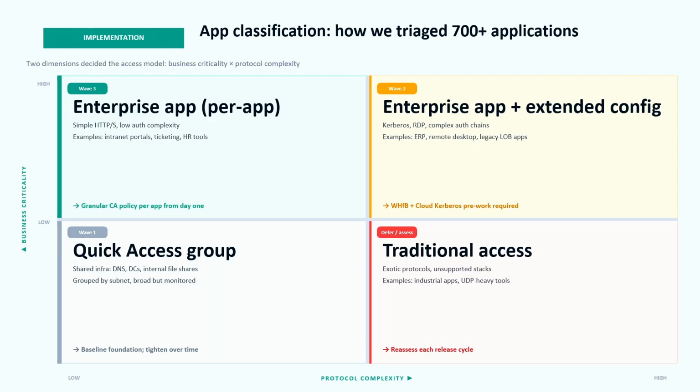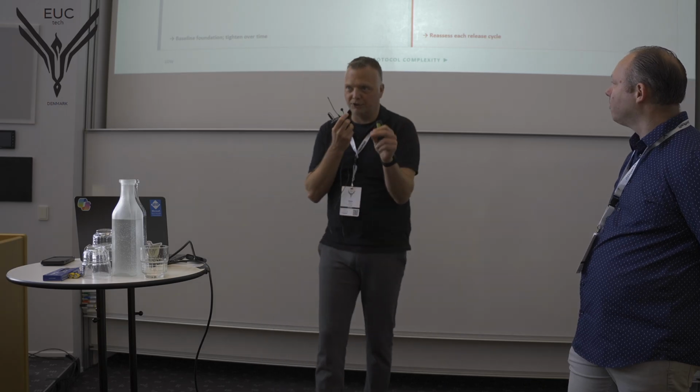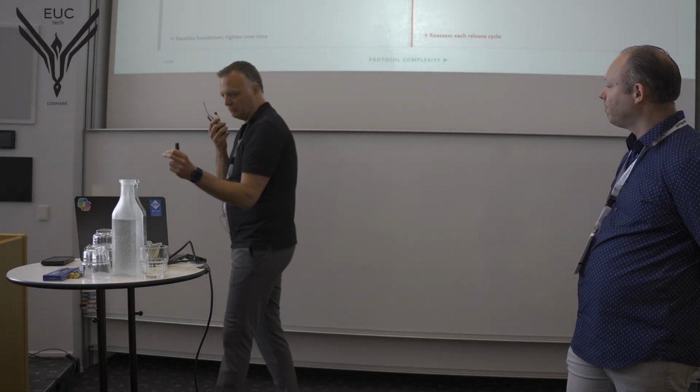How we triaged all those 700 applications is a different cup of tea. So what we first did is we needed a quick access group. What Tristan already said, you need to have the basics. We need to have DNS in place. Everybody needs to connect to the file server, so the file server should be in a quick access group. What is something that everybody would need? We put that in a quick access group.